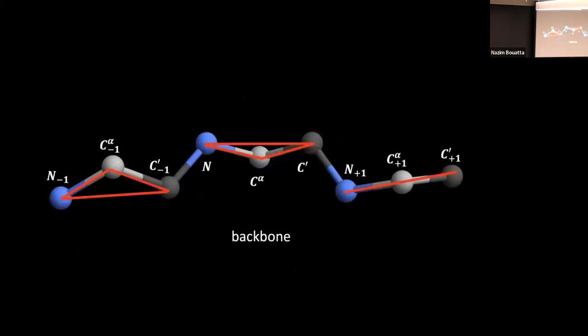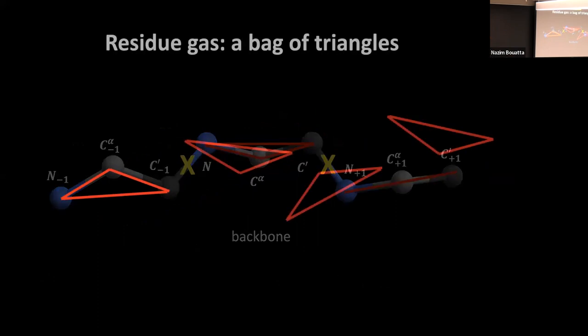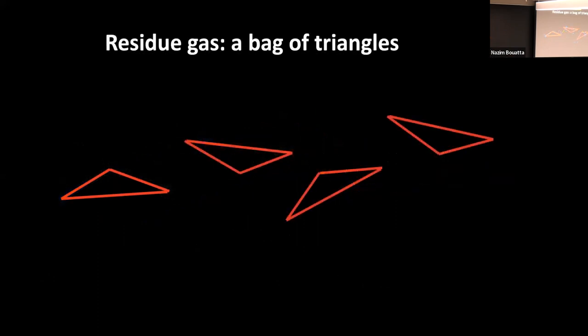So let's go back to the backbone, and let me now mention a radical decision made by AlphaFold. So we have those triangles, but now when we make this decision, we will cut those peptide bonds. So instead of thinking of a protein as a linear polypeptide chain, we will cut the peptide bond, and we are left with a residue gas. So there is no more connection between the peptides. So you might think of it as a bag of triangles. This decision obviously is unphysical.